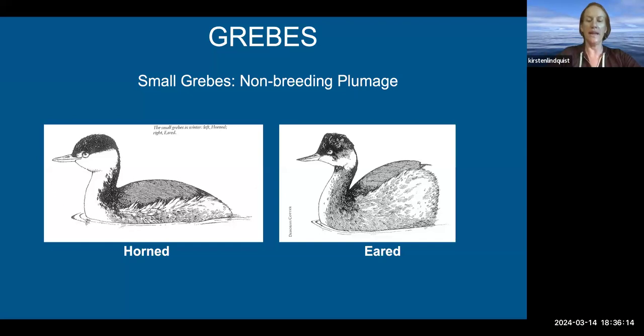That bill shape and the head shape, this kind of squared off forehead, is really helpful for eared. So you may not be able to tell the difference between these two at first, and we do have a code that is eared or horned grebe. And we also have a code that is Clark's or Western grebe. So we'll practice, we ask you to study and we ask you not to guess, and we give you codes that can help you be accurate.